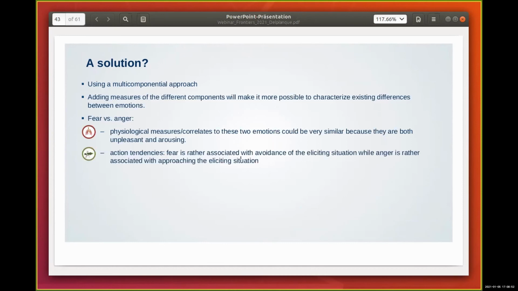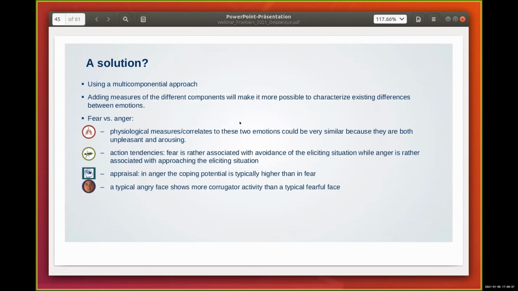But if you add action tendencies, maybe you will be able to make the difference between the two. Why? Because fear is rather associated with avoidance. You want to avoid the situation when it is fearful. While anger is rather associated with an approach to the situation. You want to fight, usually. And if you add other components like appraisal, you can also maybe make a difference between the two. Because in anger, for instance, the coping potential, so your ability to cope with the situation, is typically high. Then in fear, you feel a bit helpless.